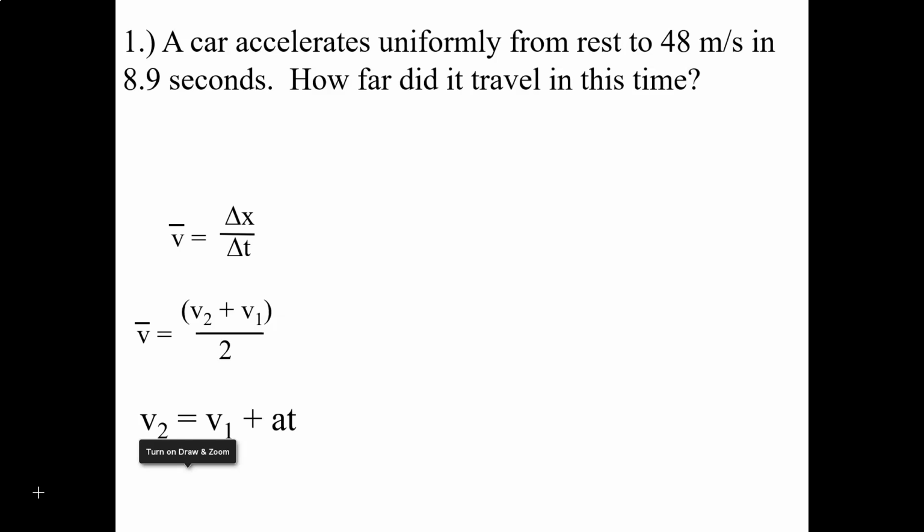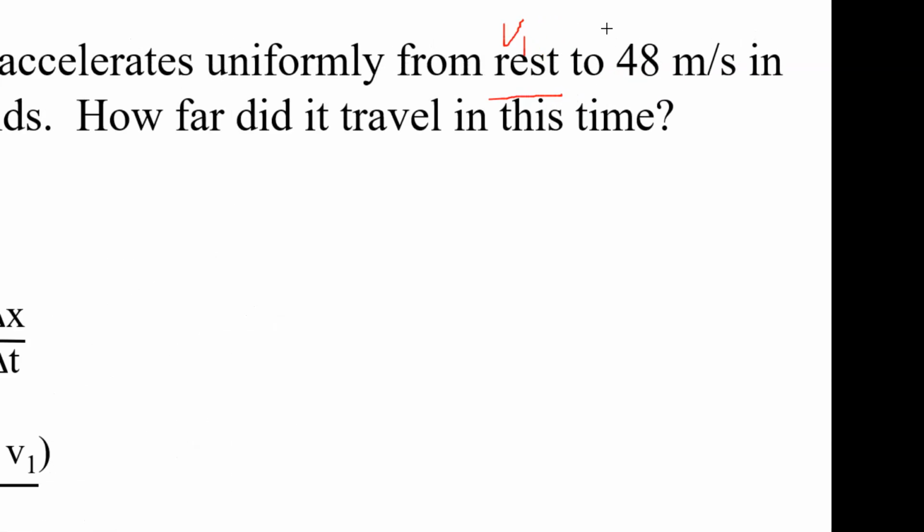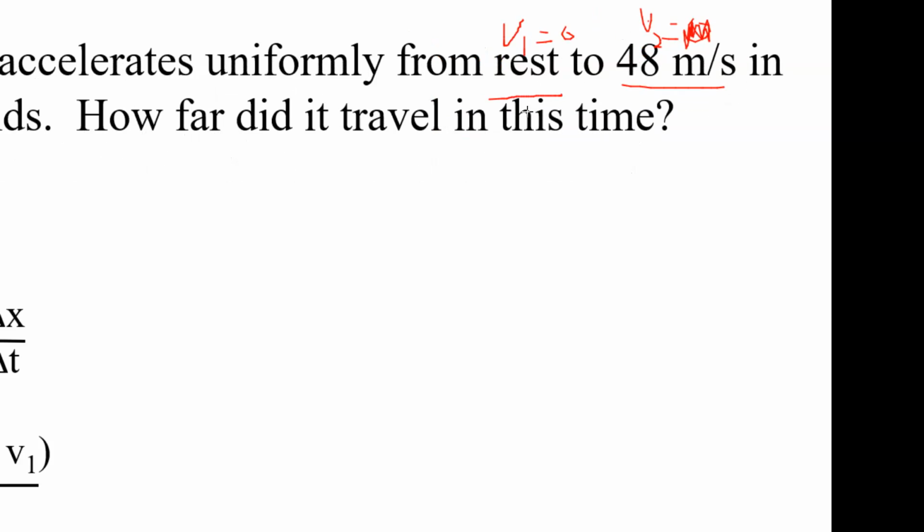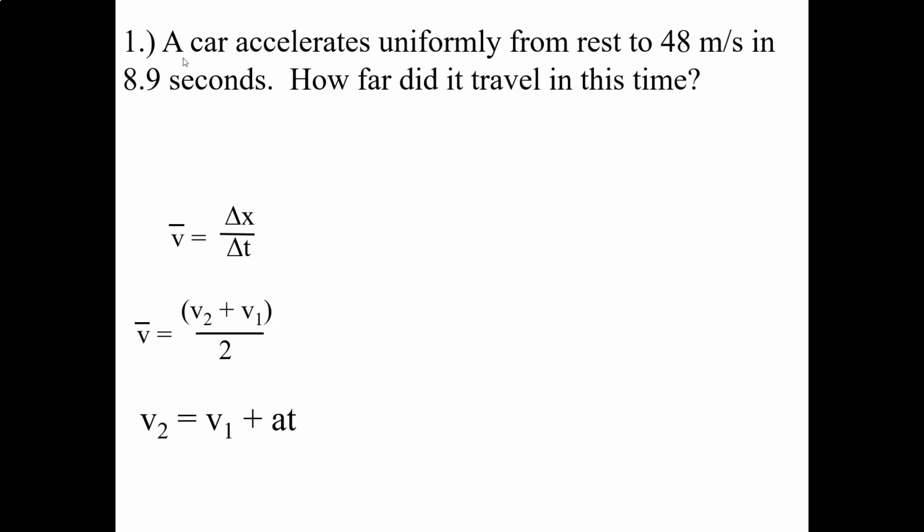So let's see. A car accelerates from rest. That tells us that v1 equals 0. Okay. 48 meters per second. That's the final speed. So v2 equals 48 meters per second. And we're given that the time is 8.9 seconds. How far did this car travel?